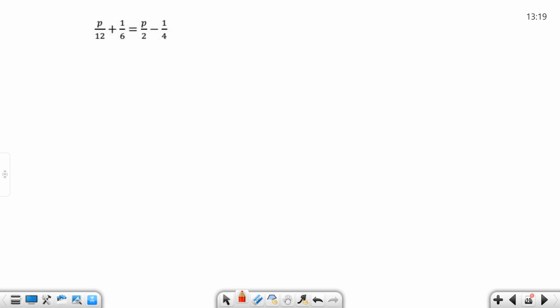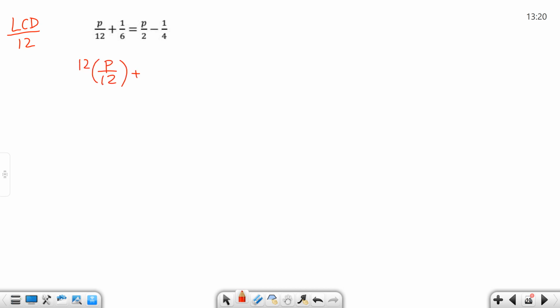So P over 12 plus 1 over 6 equals P over 2 minus 1 over 4. So now I have 4 fractions. What's the largest denominator? 12. Does 6 go into 12? Yep. Does 2 go into 12? Yep. Does 4 go into 12? Yep. So what's my LCD? 12. So then I'm going to take 12 and multiply it by everything.